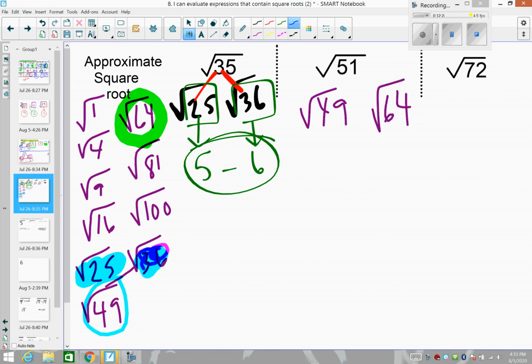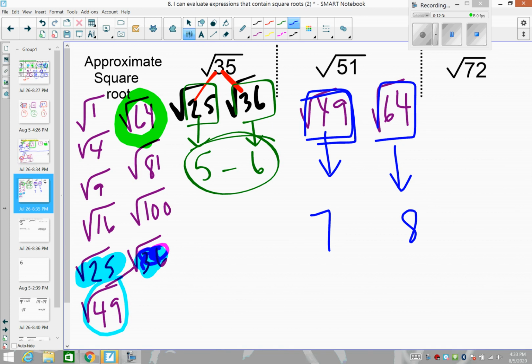So if we take a look at the square here, the square root of 49 is 7. The square root of 64 is 8. So 51 is between 7 and 8. Now, if that's confusing, rewind it, try it again, give it a shot, because it's one of the perfect squares of 7 and 8.